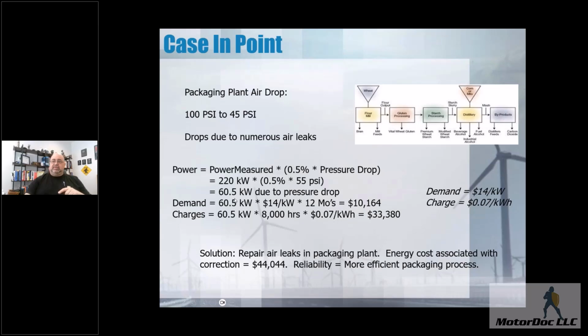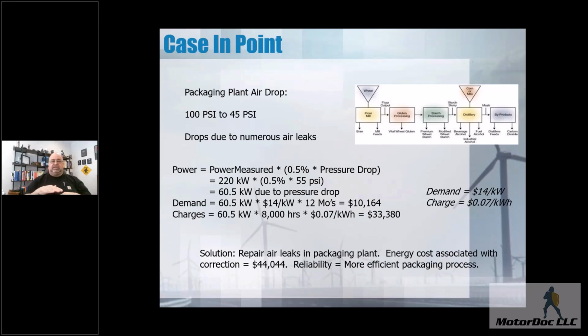That comes out to 60.5 kilowatts due to the pressure drop. Now I can calculate from there. You're going to see me do these calculations repeatedly, so I'll spend a few seconds on it. Demand charges, that is the peak that I would use within a period of a month or a billing period. You'll find this on your utility bill.